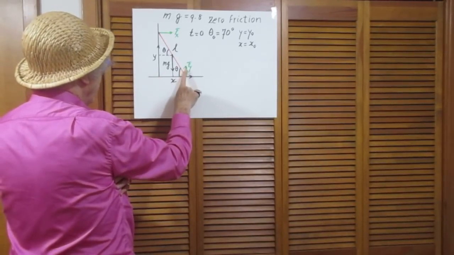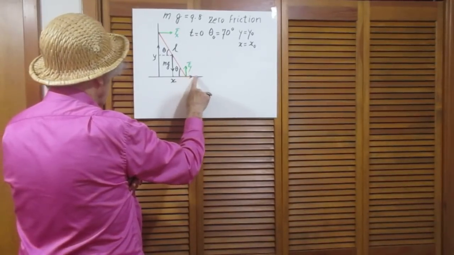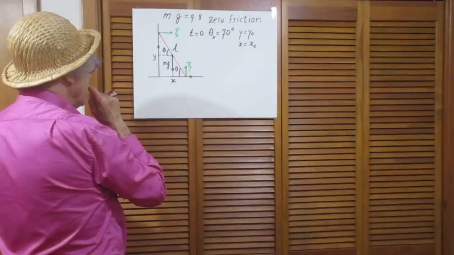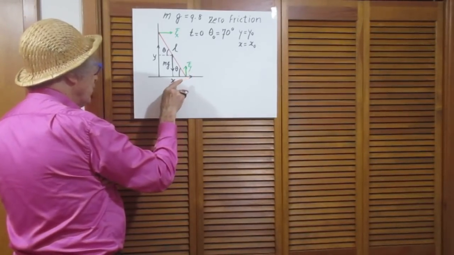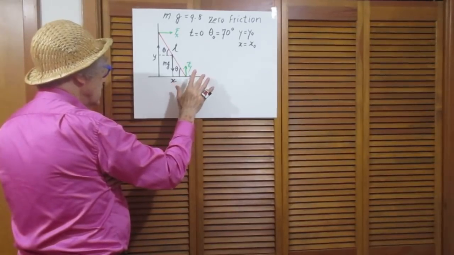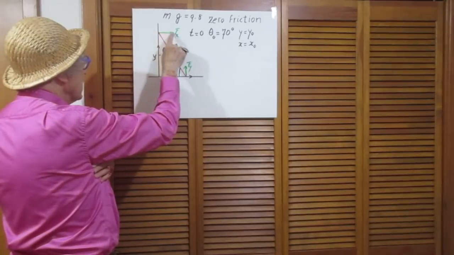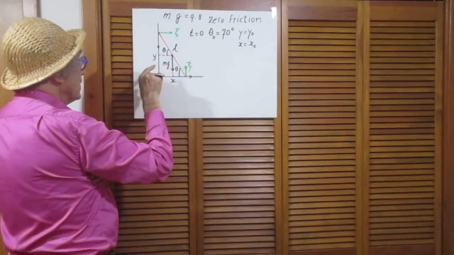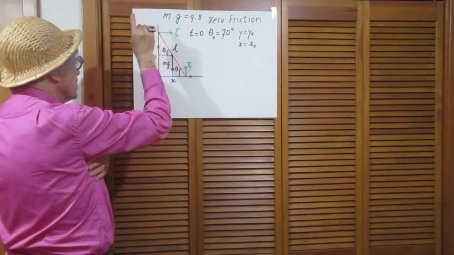Clearly there has to be a force right here upwards, perpendicular to the surface of the floor. There cannot be any component in the direction of the floor because there is no friction. So it can only be perpendicular to the floor, and the same here: a force in the x direction can only be perpendicular to the wall because there is no friction.